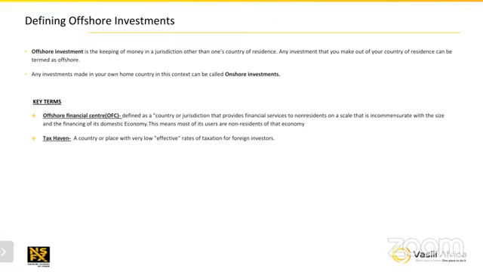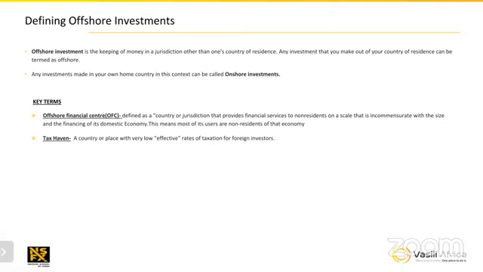This is a country that has very low taxes and which serves a lot of non-residents. You could be a citizen of a country or you could be a resident of a country, but you're not a citizen of that country. So if you're making an investment in a country that you're not a citizen in, that is still regarded as an offshore investment.